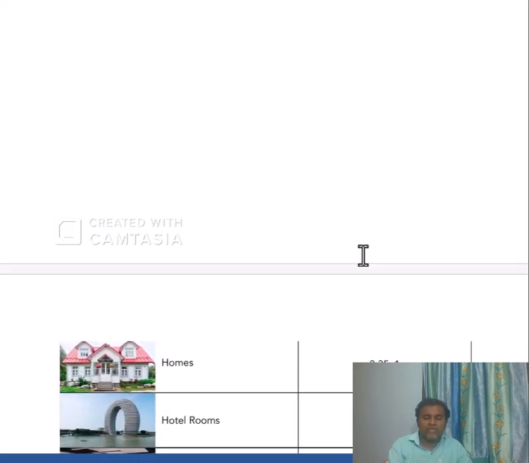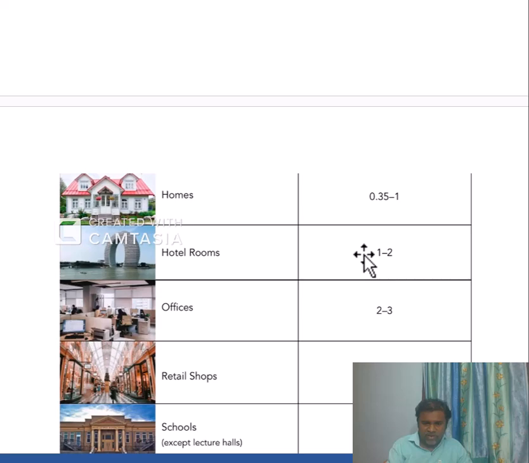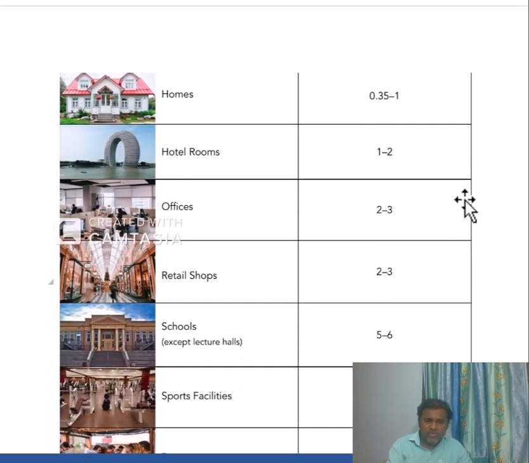So I have said 8 changes per hour as per the ASHRAE standard. Suppose it's a normal house, we should have 0.35 to 1 air change per hour. Only one time you can replace the air inside a house. That's what it is saying. 0.3 to 1. So you can take the maximum value as always, that is 1.